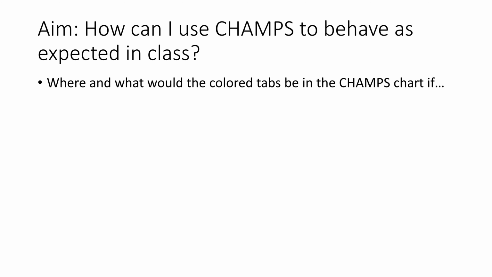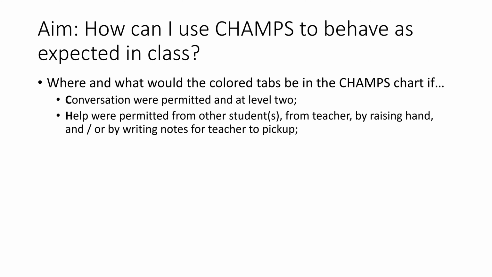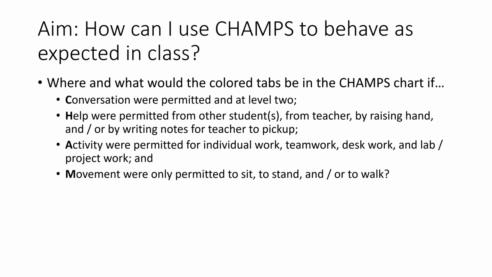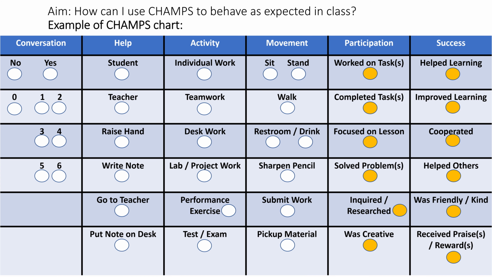Where and what would the colored tabs be in the CHAMPS chart if conversation were permitted and at level 2, help were permitted from other students, from teacher by raising hand and/or by writing notes for teacher to pick up, activity were permitted for individual work, teamwork, desk work, and lab or project work, and movement were only permitted to sit, to stand, and/or to walk? Which of these blank tabs would be red and which would be yellow?